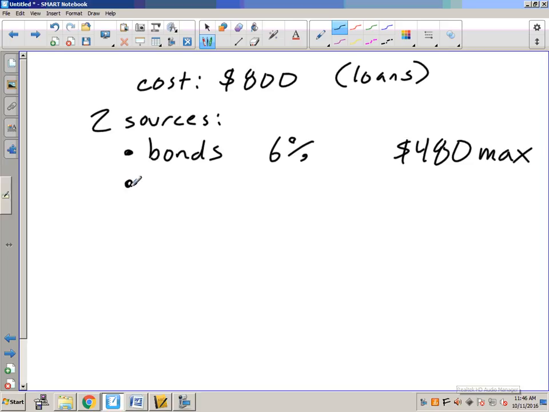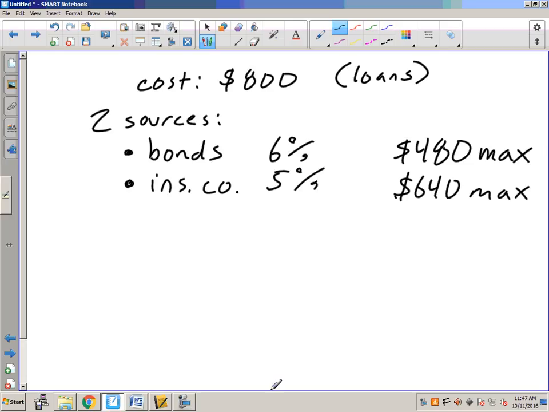Our other source of loans is going to come from an insurance company. That's the next sentence. The insurance company, it says the remaining amount up to $640 million. So the $640 million max, up to $640 million. I lost it. There it is. Will be obtained by borrowing money from an insurance company at a simple interest rate of 5%.